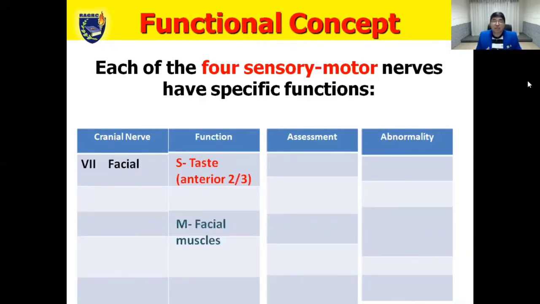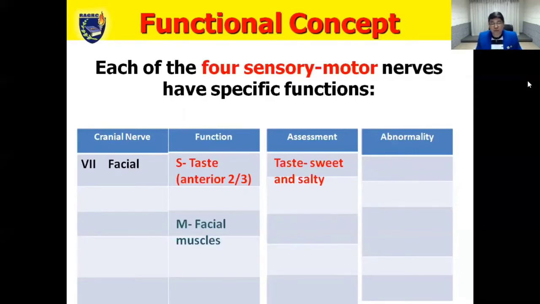Next, the second of the 4 sensory motor nerves involves your facial nerve. So the sensory root is responsible for the sense of taste for the anterior 2/3 of the tongue, and then the motor root is responsible for the movement of facial muscles. Now, how do we assess the sensory root of the facial nerve? First, we use a cotton swab soaked in different solutions. And then we use those soaked cotton swabs to introduce taste that the patient needs to identify. But we have to be careful that we ask the patient to gargle in between testing of the taste.